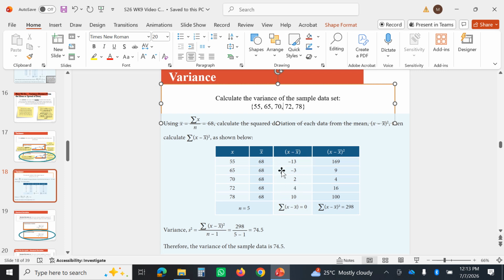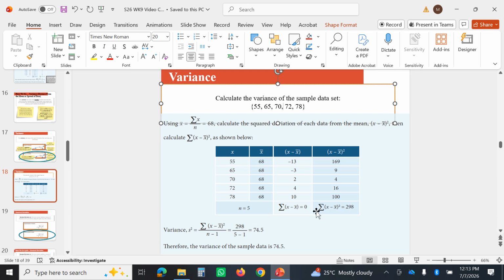So you take your minus 13 and you square it. Minus 13 times minus 13 is 169. Minus 3 squared is positive 9. 2 squared, positive 4, positive 4, positive. And you see the whole point is to get rid of the negatives. It's kind of the same thing as calculating the absolute value, but it works well.